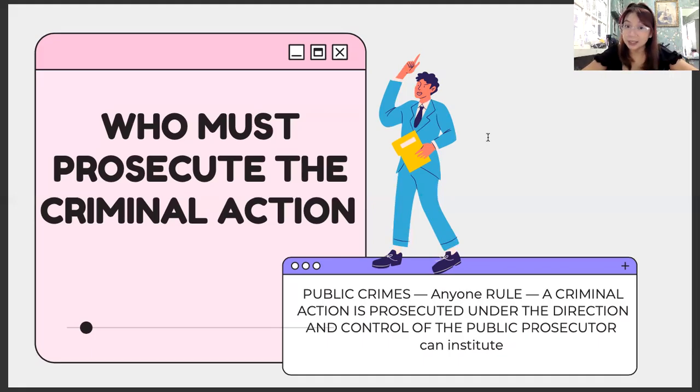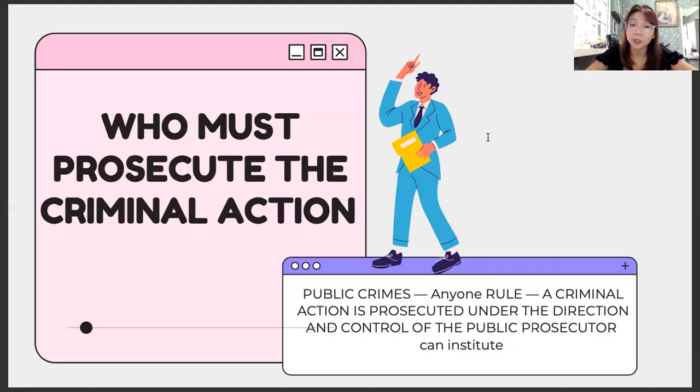But the public prosecutor may turn over the actual prosecution of the criminal case to the private prosecutor in the exercise of his discretion, but he may at any time take over the actual conduct of the trial. In this case, the public prosecutor still has direction and control of the case and must still be present during the hearing. So what are the exceptions?